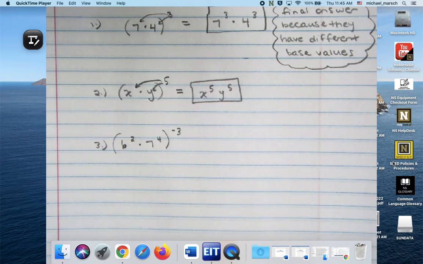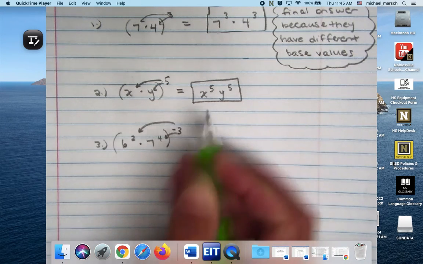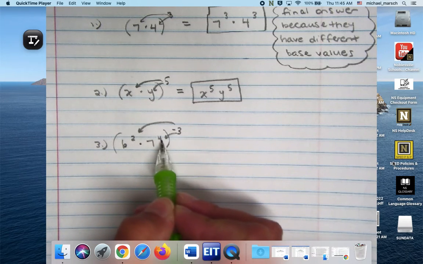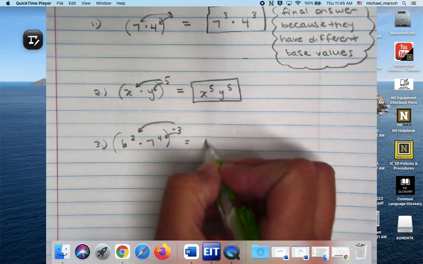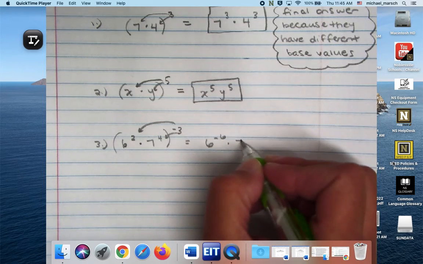What's the first thing I should do here? Distribute. We're going to distribute the negative 3, which means we have to do negative 3 times 2 and negative 3 times the 4. We're going to get 6 to the negative 6th times 7 to the negative 12th.